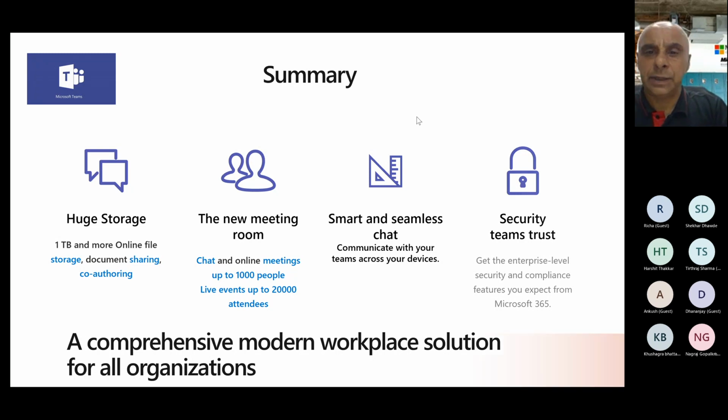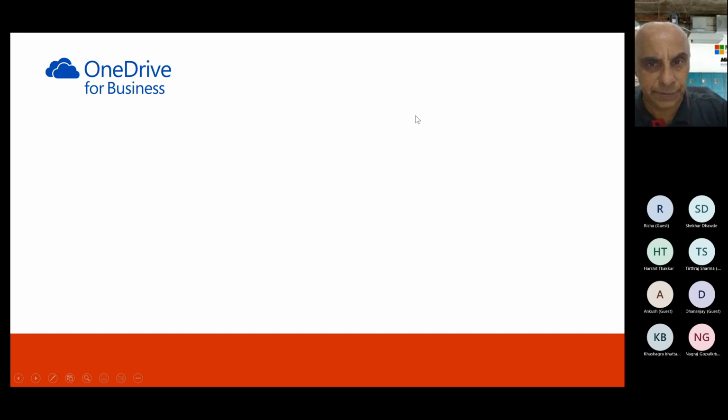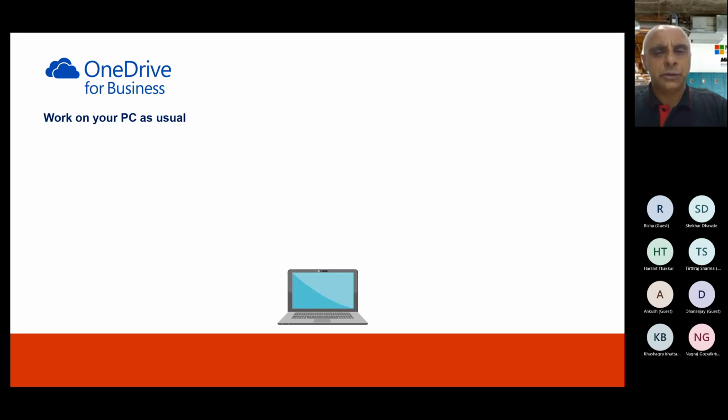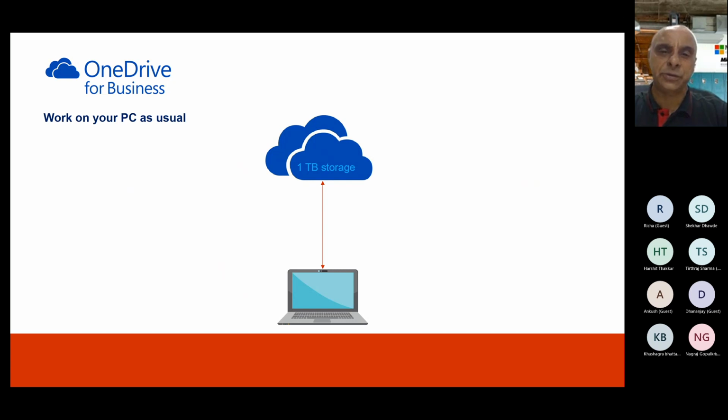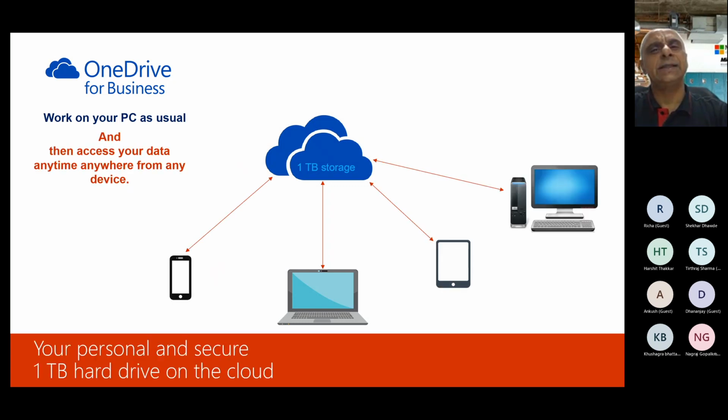So now what I'll do is let me talk about OneDrive for Business. OneDrive for Business is not really much to learn. You actually keep working on your PC as usual. Everything that you store on your PC under the OneDrive folders syncs to your cloud hard drive, as I would call it. So let's say you create a couple of Word documents, a couple of Excel documents. Within seconds, it is synced to your cloud storage.